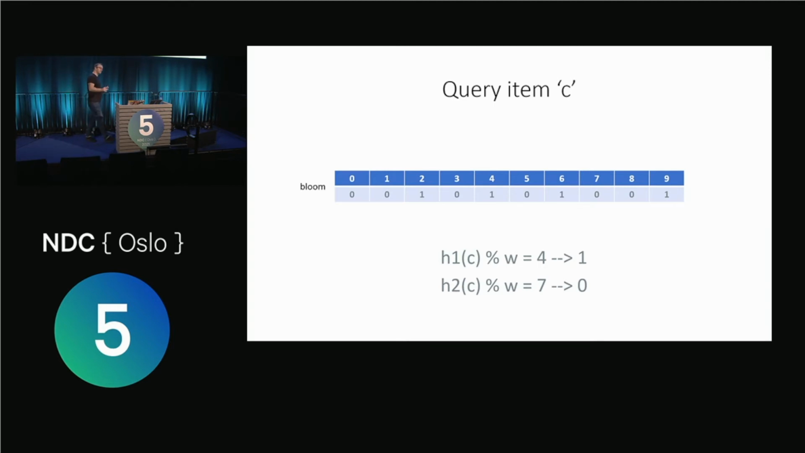Because if we had seen it before, and we'd done the insertion process with item C, the bit at index 7 would be set in the filter. So this is a very quick way, because the Bloom filter is clearly small enough to be stored in memory, makes it very fast to query against. This is a very quick way to say, we have never seen this thing before.